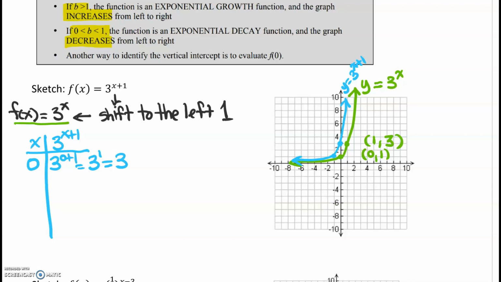Another good point to pick is -1, because when you put -1 into this function, you get an exponent of -1 plus 1, which is 0, and 3 to the 0 is just 1. So -1, 1, and that's the other point on our graph. Again, you could plot more points, but if you know the general shape of the picture, then that's all you really need to do.